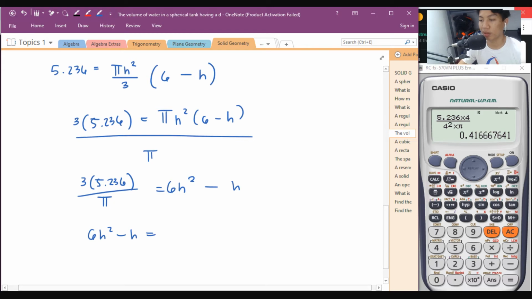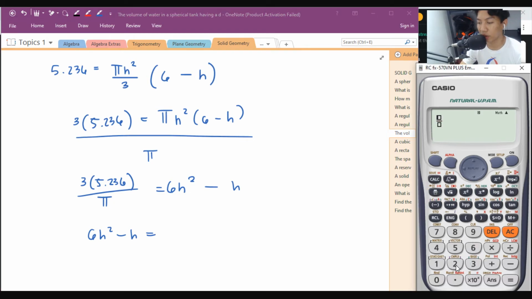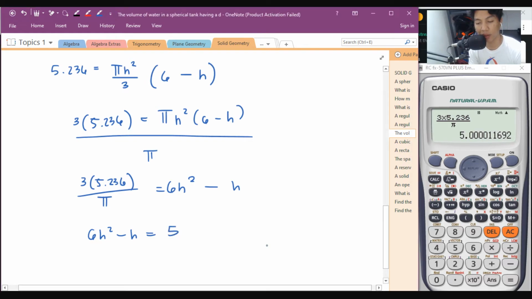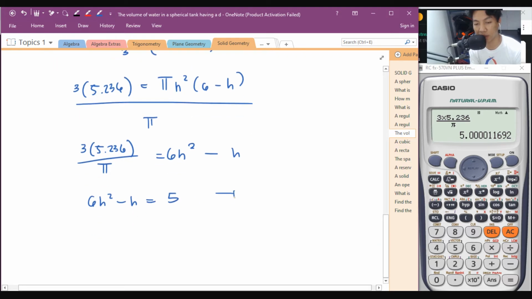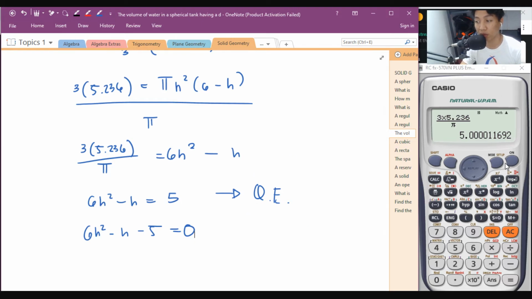I'll simplify this. So, what is its value? 3 times 5.236 divided by pi. The answer is 5. So equal to 5. But do you notice something? This is a quadratic equation. You need the quadratic formula. But let me simplify first: 6h squared minus h minus 5 equal to 0. It's a QE. By using QE, we can solve it using our calculator in order to find h.